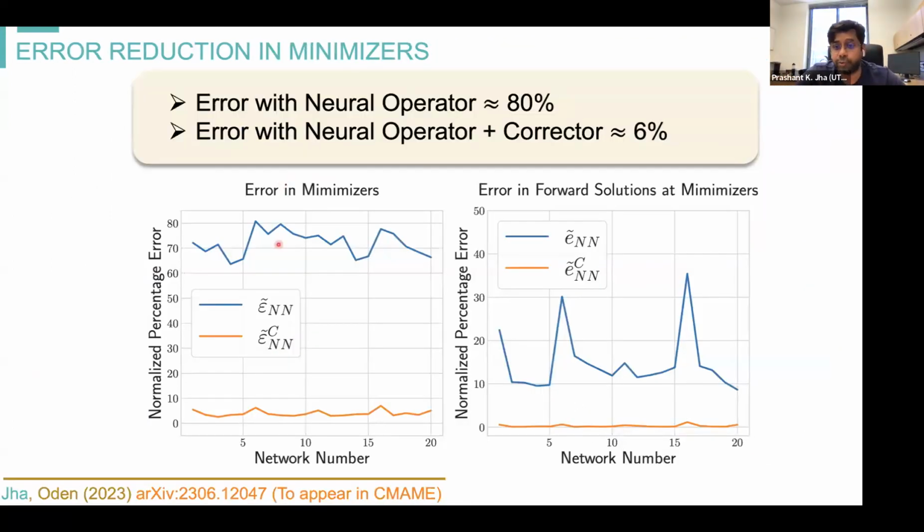In fact, you can compute the errors in the minimizers. These are again percentage errors in the minimizers on the left hand side. On the right hand side, it's the percentage error in the forward solution at the minimizers. On average, neural operators lead to errors as high as above 65% here, and as high as 80% for all 20 neural operators I considered. And when you add correction, the error is really below 6%, as you can see. So these are summary statistics. The error with the neural operator in the minimizer is as high as 80%, and when you add the corrector, you reduce the error to 6%.